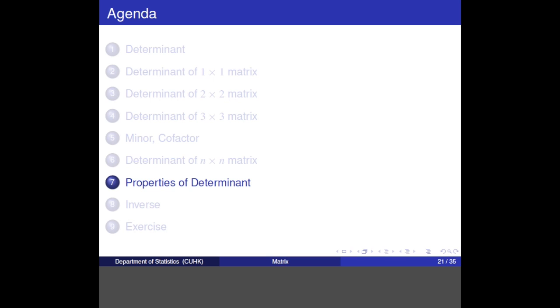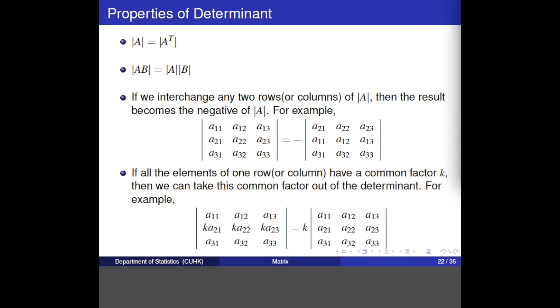Properties of determinant. Let A and B be 2 square matrices with the same order, and k be a scalar. Here are some properties. The first property, the determinant of A is equal to the determinant of the transpose of A. Second, the determinant of the product of A and B is equal to the determinant of A times the determinant of B. The third property, if we interchange any 2 rows or 2 columns of determinant A, then the result becomes the negative of determinant of A.